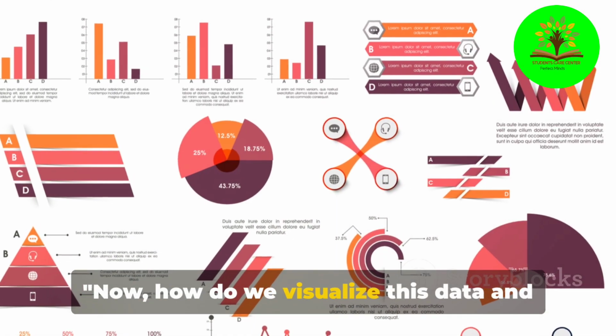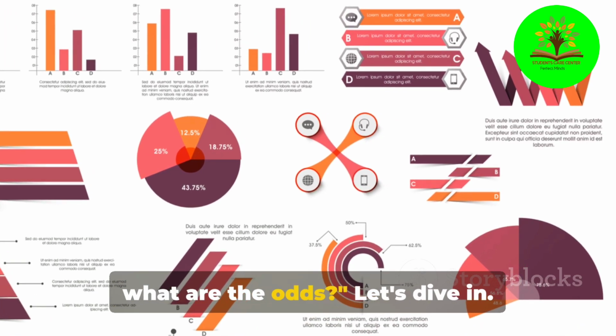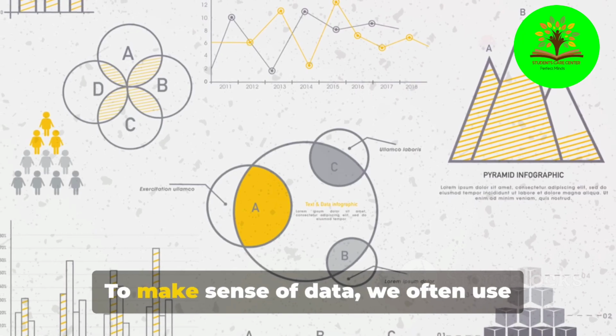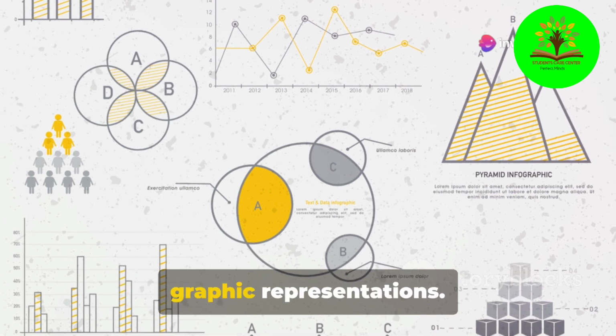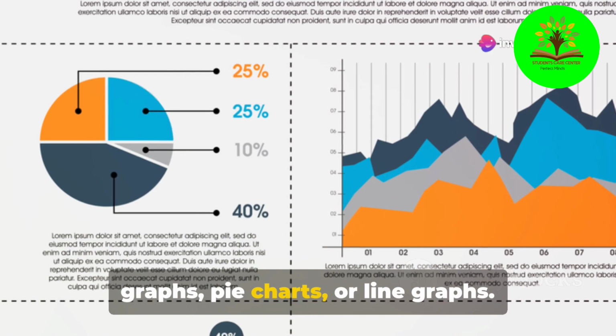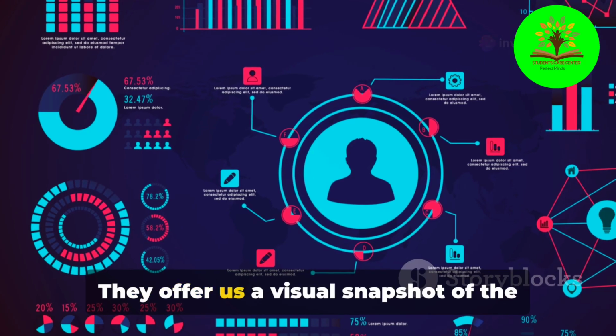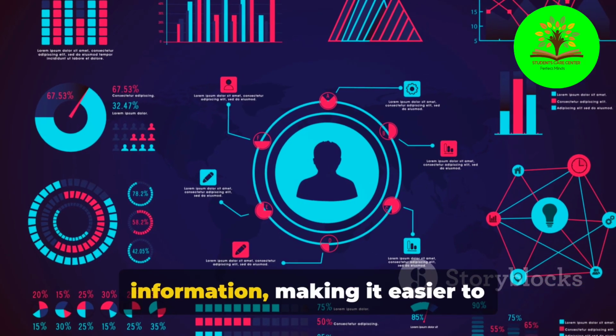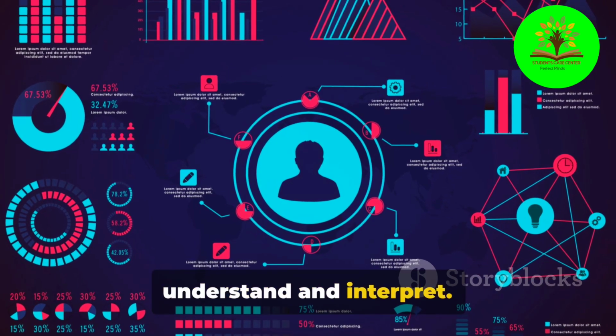Now, how do we visualize this data and what are the odds? Let's dive in. To make sense of data, we often use graphic representations. These can take many forms like bar graphs, pie charts, or line graphs. They offer us a visual snapshot of the information, making it easier to understand and interpret.